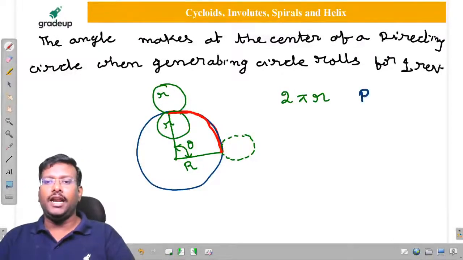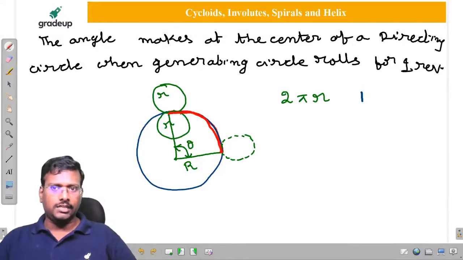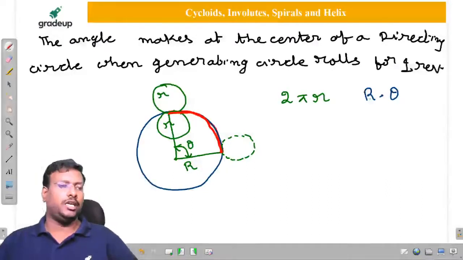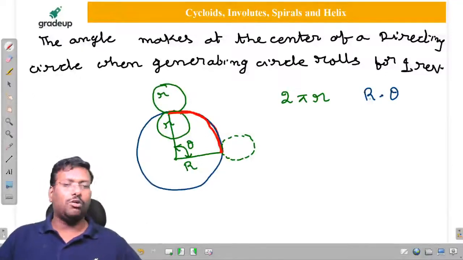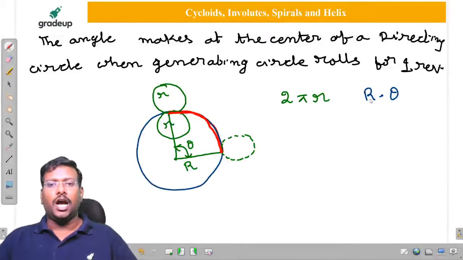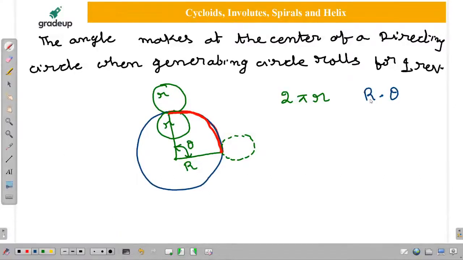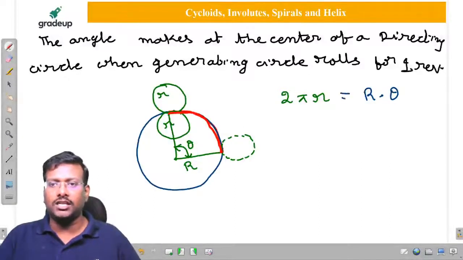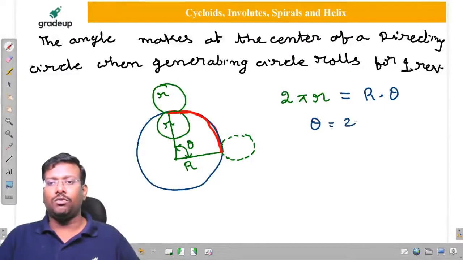It is nothing but the radius of the directing circle multiplied by the angle made at the center. Length of the arc is equal to r theta. L is equal to r theta. Is it clear? In that fashion, 2 pi r is equal to r theta. So from this, theta is equal to 2 pi into small r by capital R.